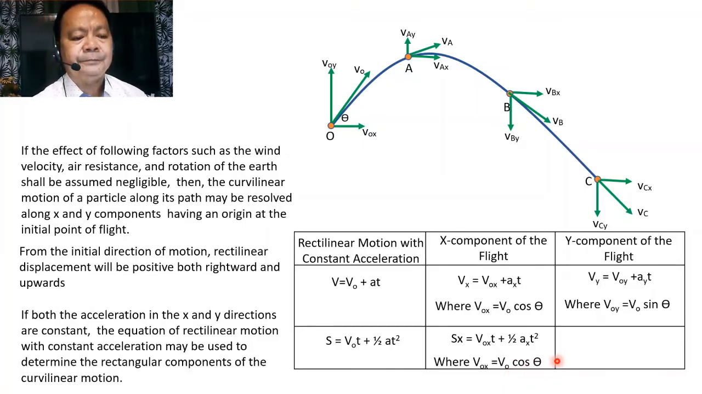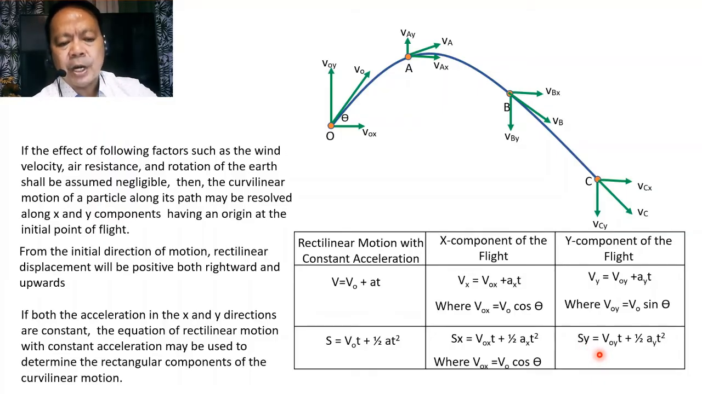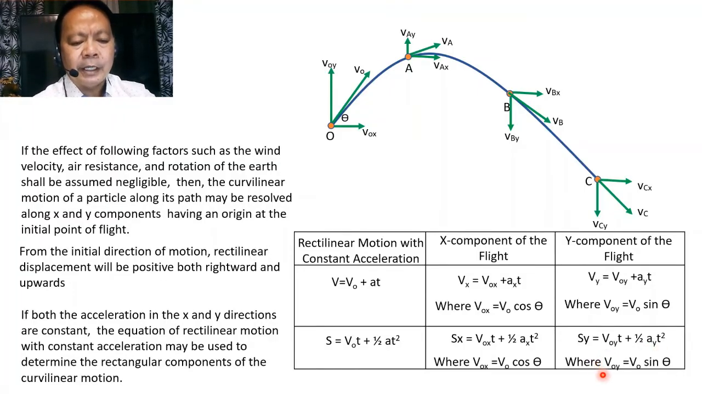If we are to talk about the vertical component of the distance traveled by the particle represented by s sub y, s sub y will be equal to v sub oy multiplied by t plus 1/2 a sub y multiplied by t squared, wherein yung ating v sub oy again is equal to the initial velocity multiplied by the sine of the angle theta.